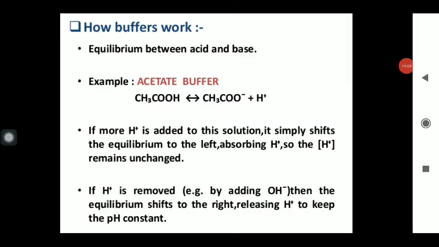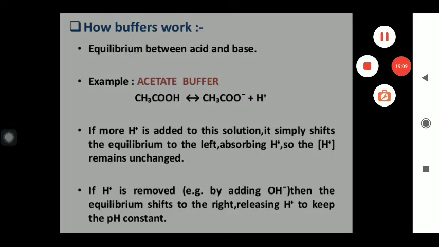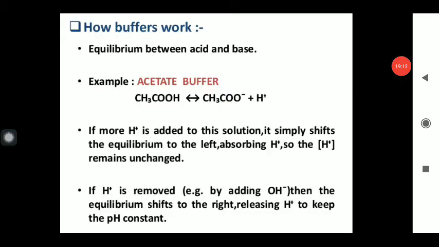Now the next heading is how the buffer solution works. Basically, how do these compounds work? First of all, we will take CH3COOH, and this CH3COOH dissociates to form the acetate ion plus H positive ion. If more H positive ion is added to the solution, the equilibrium shifts in the backward direction, and automatically the concentration can be overcome there. If H positive ion is removed, the equilibrium shifts in the forward direction.